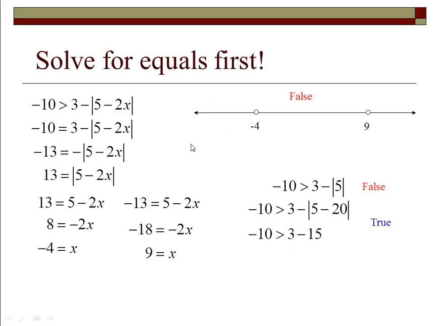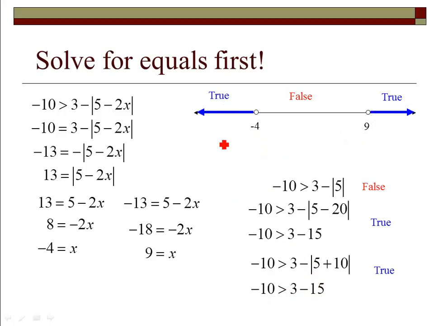Okay, now I'm going to test by plugging in -5. Plug in -5, I get 5 minus 2 times -5, so that would be 5 plus 10. Absolute value of 15 is just 15. 3 minus 15 is -12. -10 is in fact greater than -12. That's true. What I'm going to do now is shade my true sides. So that part was true, and that part's true.